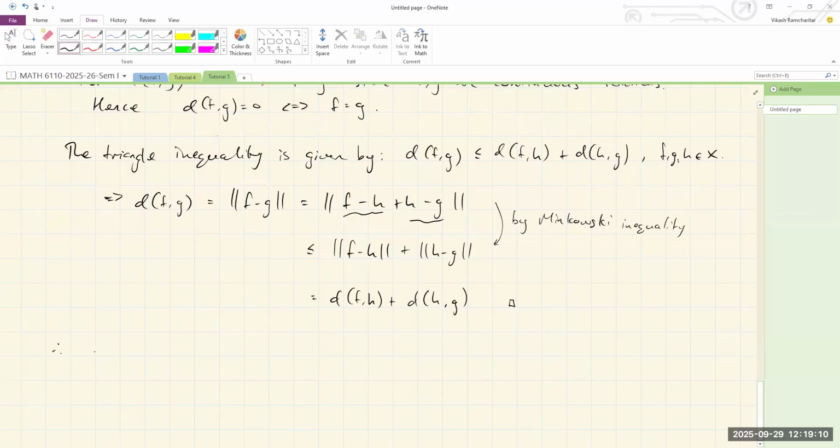Therefore, X, which is again the space of continuous functions on [a, b] with this metric, the d2 metric, is a metric space.